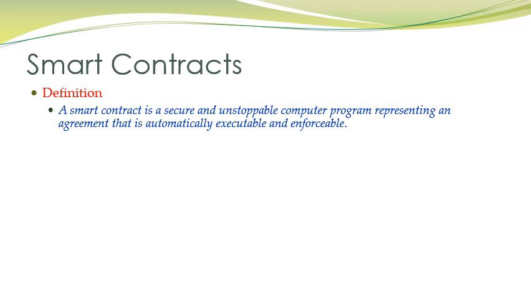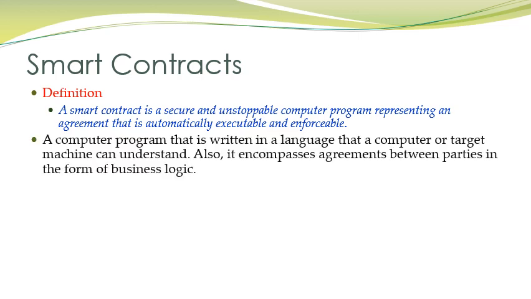So this is the duty of this smart contract program. It is a secure program. This program cannot be stopped. It cannot be terminated. It is designed in such a way that it cannot be stopped. It is always there, and it will automatically execute and enforce the smart contract. If certain conditions, certain agreements are met, then the transaction will happen in the Bitcoin network, and this is the duty of this smart contract program.